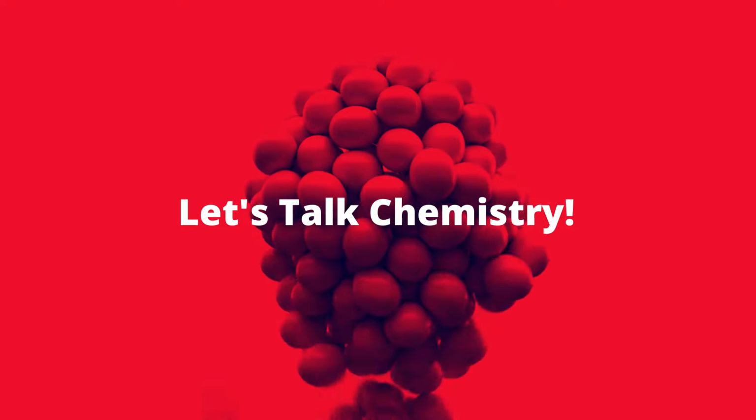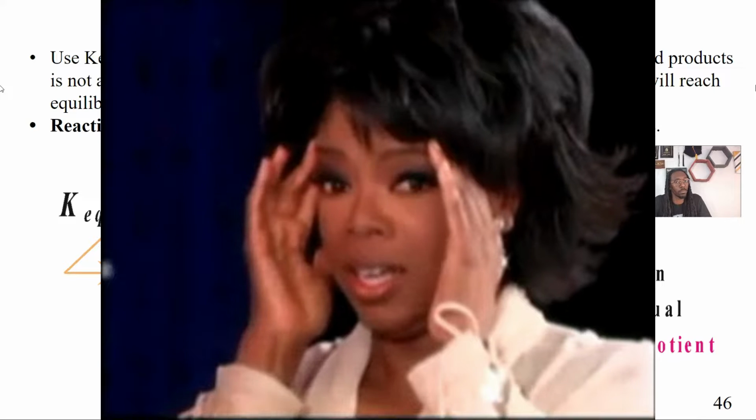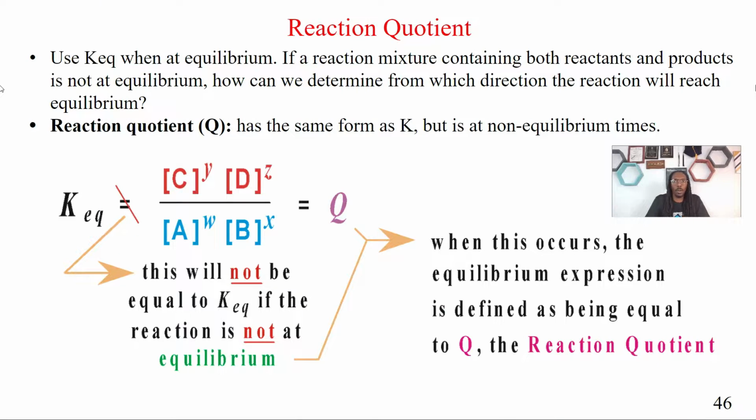Let's talk about chemistry. Equilibrium constants, we understand that we're using them when we're at equilibrium, and we can only use K. Now, what happens if we're not at equilibrium? Well, this is where we have to use our good old friend Q. It's another letter, everybody. Okay, so reaction quotient.